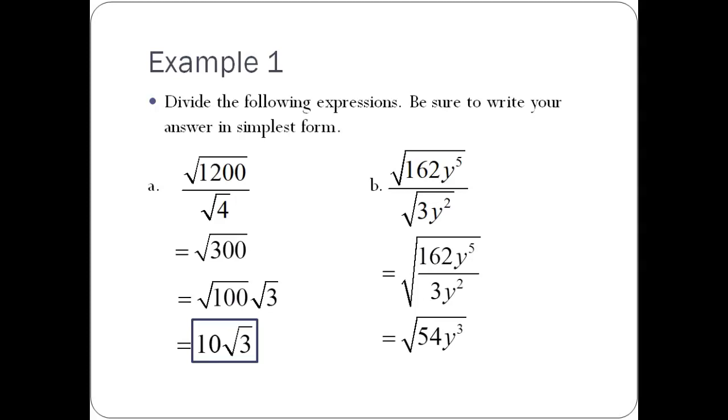Now we want to write this in simplest form. So let's check to see if there are any perfect squares that are factors of 54 and y cubed. So for 54, we have 9 as a perfect square, that's a factor. And for y cubed, we have y squared, that's a factor. So we have the square root of 9y squared times the square root of 6y. Now I can simplify the square root of 9y squared, and that becomes 3y. So this is equal to 3y times the square root of 6y.